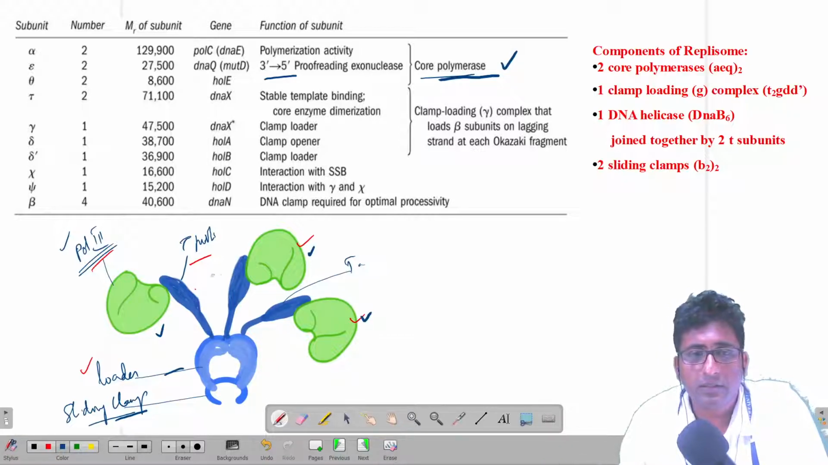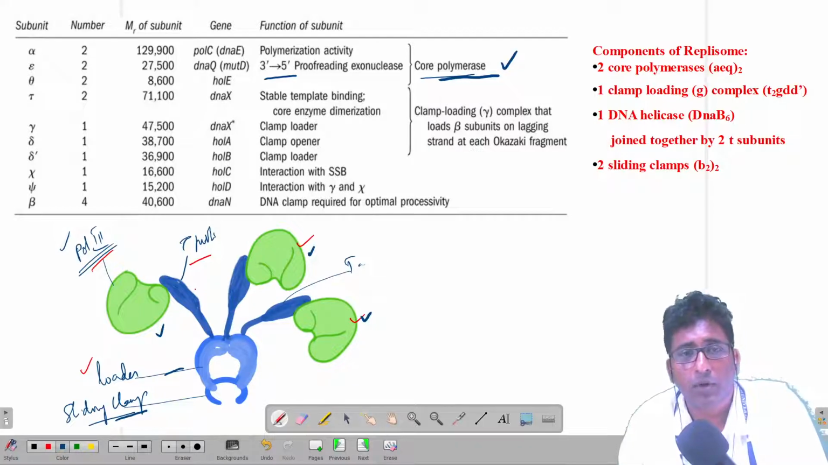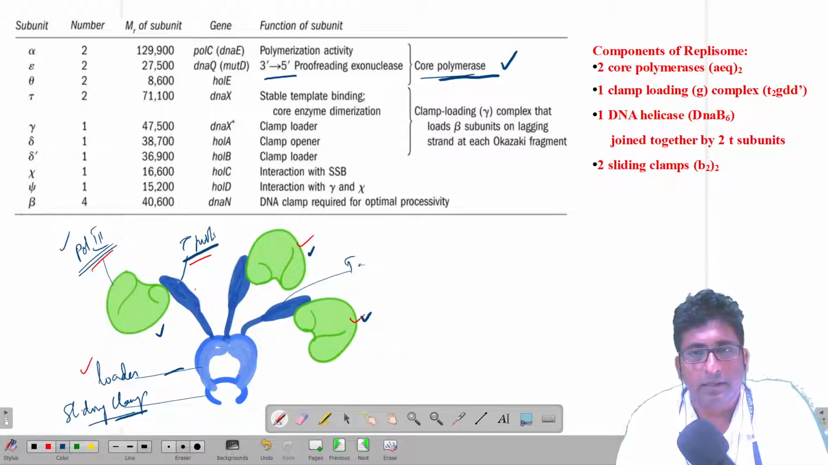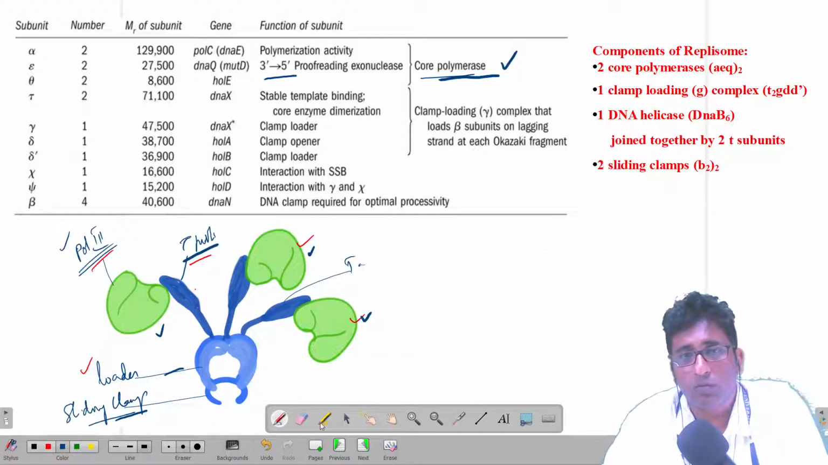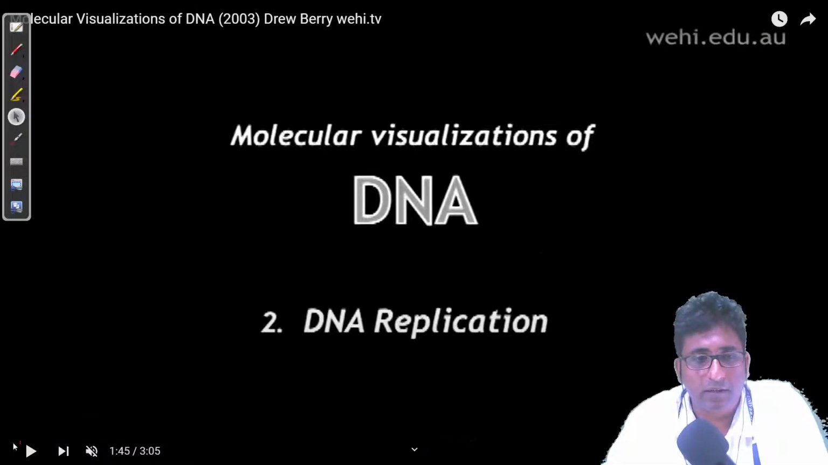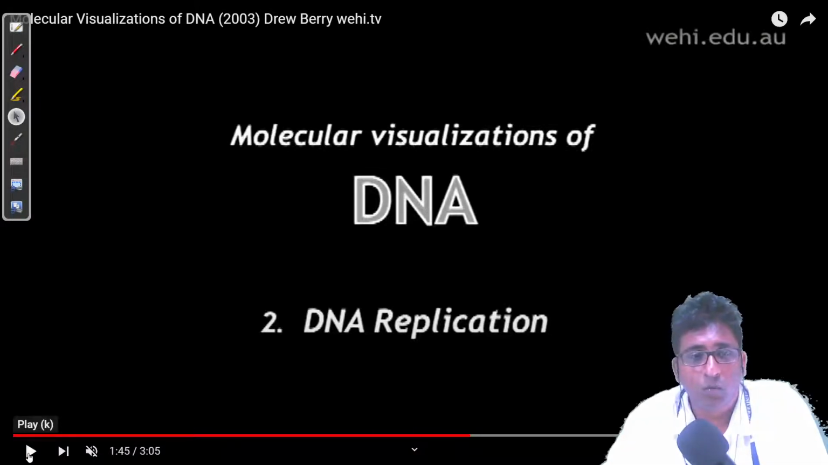All three, the sliding clamp loader and the DNA polymerases, are bound together by these tau proteins, which are much more flexible, and they accomplish a lot of things. We will try to have a look at how this might probably work in the cell. There is a fantastic animation on YouTube, and we can watch it multiple times to have the best understanding.